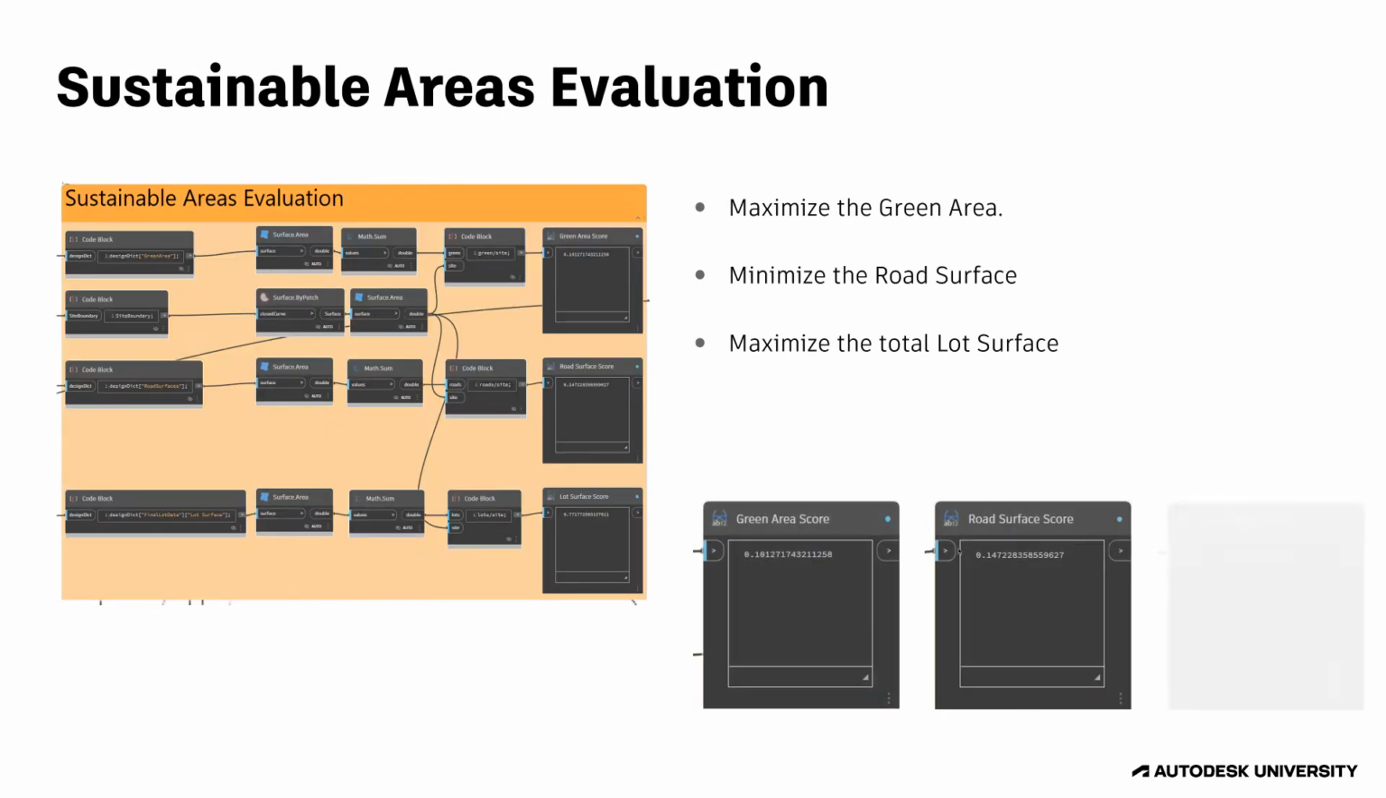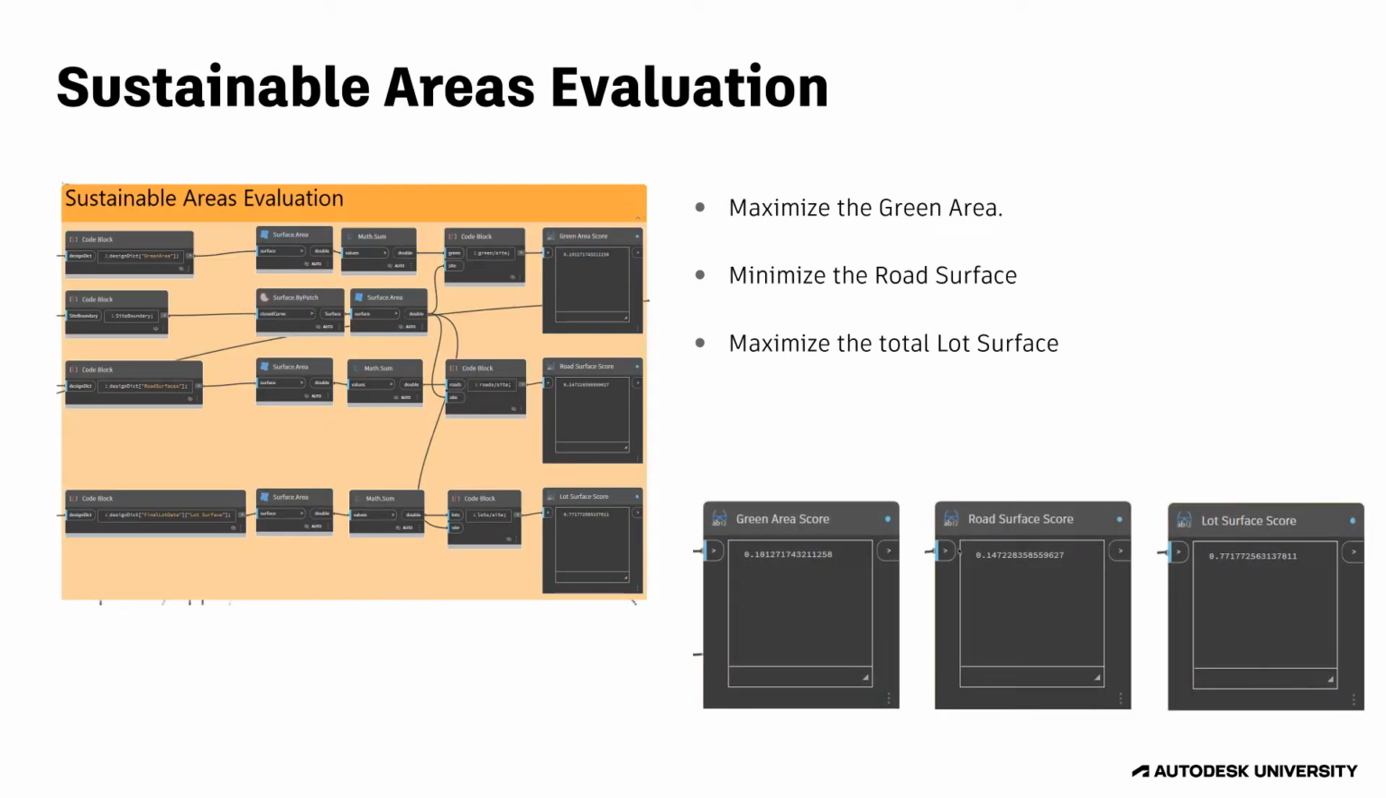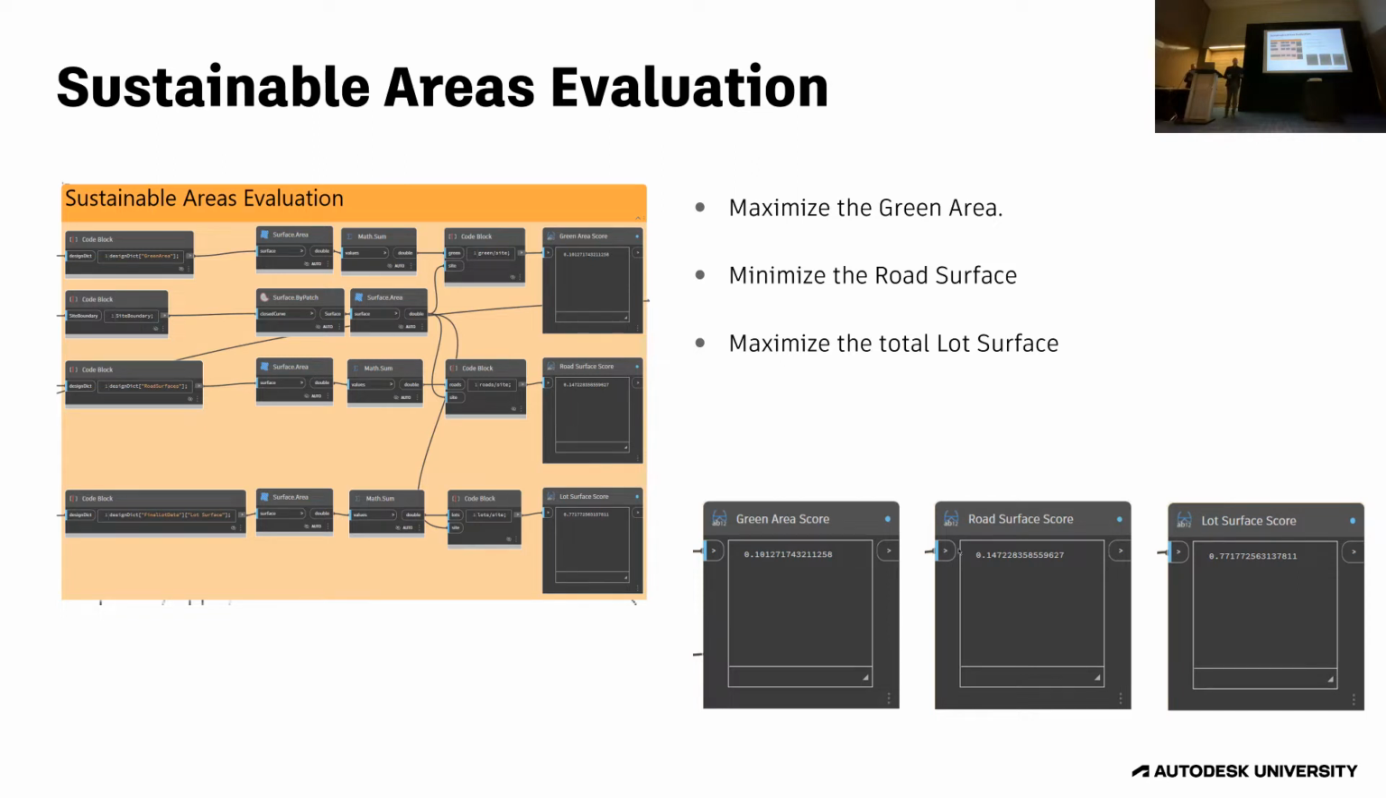The second evaluation is a bit more into sustainability, except for that average carbon, which is also sustainability. We call this sustainable areas. In this case, we want to find a good balance of green area, road surfaces, and the total lot surface we have. Of course, if you maximize green area and you get a site which is totally green, meaning there are no lots, no buildings on it, that's the best solution concerning green area. So you need to balance it. You need to make sure the scoring system takes into account multiple factors and not just straightforwardly pushes something to 100%.